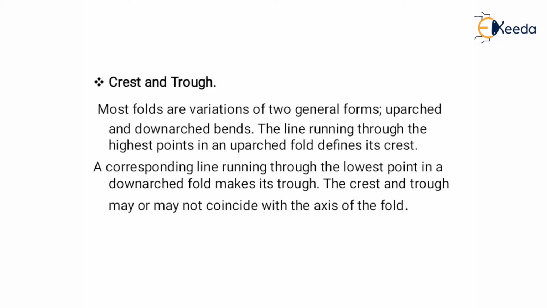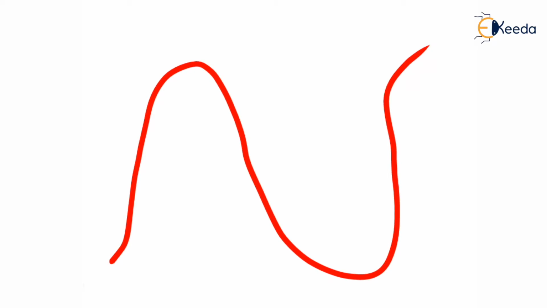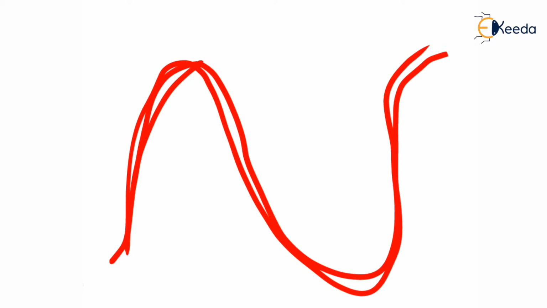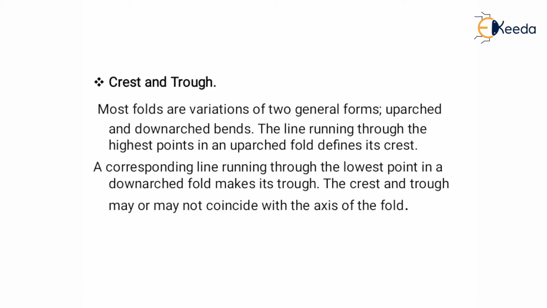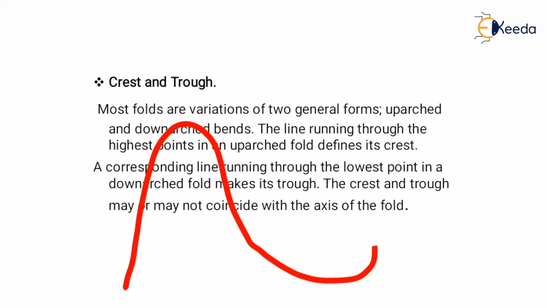See next, crest and trough. See the maximum curvature and the minimum curvature or depression part. The uplift part and depression part of this wave-like structure are called crest and trough. This is the uplifted part and this is the depressed part of the fold. Most folds are variations of two general forms, up-arc and down-arc bends. The line running through the highest point in an up-arc fold defines its crest, and the corresponding line running through the lowest point in a down-arc fold makes its trough. The crest and trough may or may not coincide with the axis of the fold.